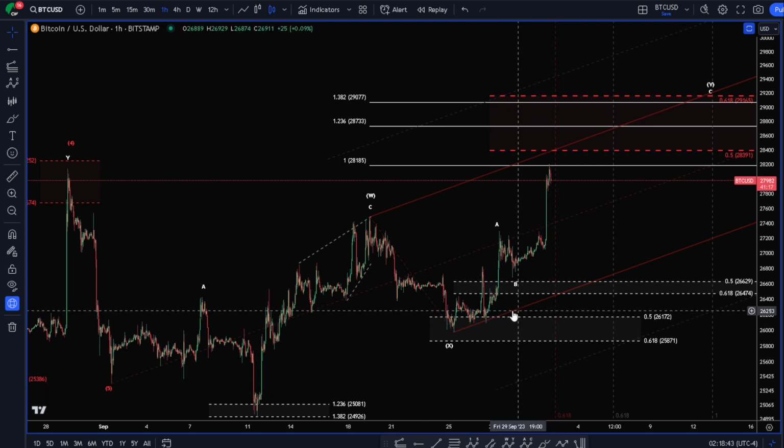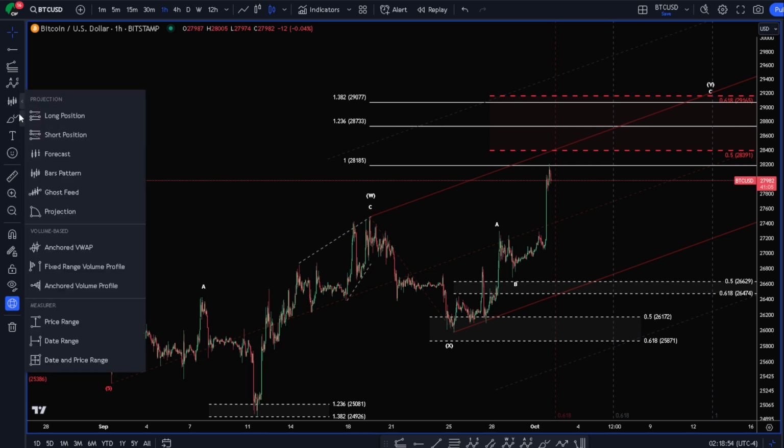Now this is around where I have my entry. I'm going to put that on the chart right now, just so you know. I'm on obviously a different exchange for trading purposes, but this is basically the entry I took.